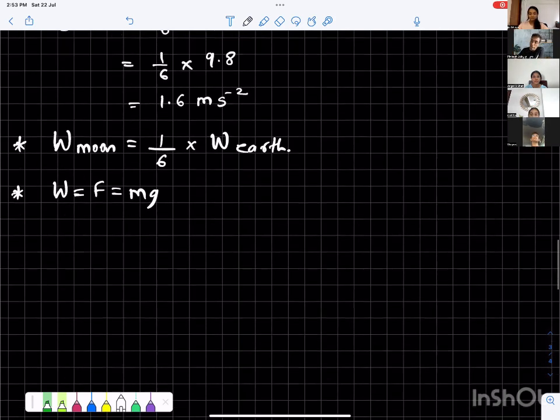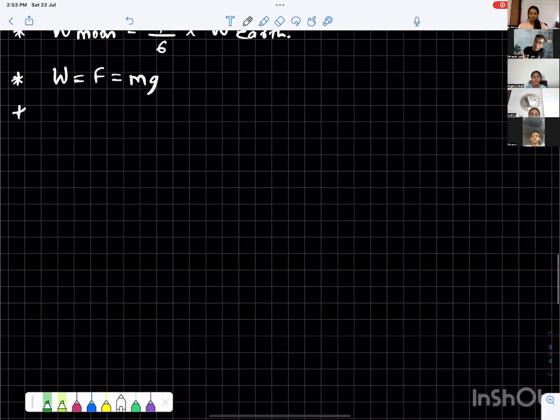Okay. Another thing, guys. If you drop an object from top to bottom somewhere, what will be the initial velocity when you drop an object? Aditi, what will be the initial velocity when you drop an object? 0. So u is equal to 0.